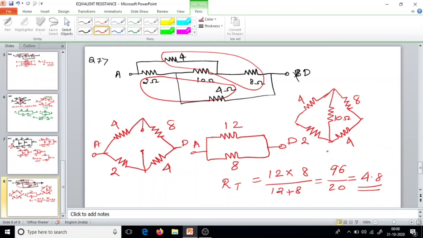In the next part, I will start with one more similar kind of question. I will try to explain it in a better way, I think it can be explained in a better way. Then we'll see some more Wheatstone bridges, balanced and unbalanced, one more unbalanced bridge also. We'll see.